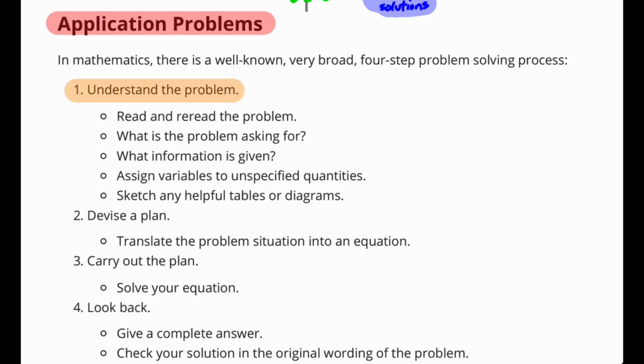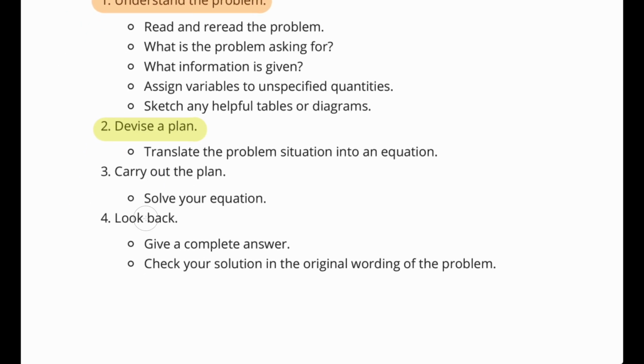Understand the problem. Step 2, devise a plan. So translate the problem situation into an equation. You want to translate, again, the English to a math, because once you translate it to math, then you can use math to solve it. Next, carry out the plan. So you're basically going to be solving that linear equation, just like we were doing those other ones previously.